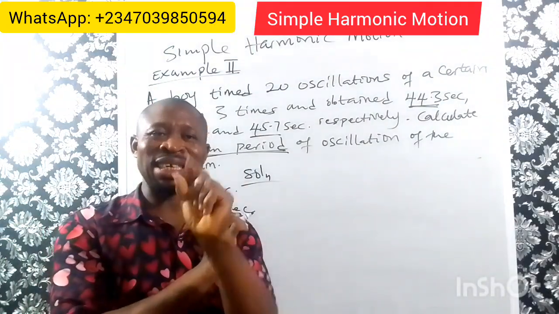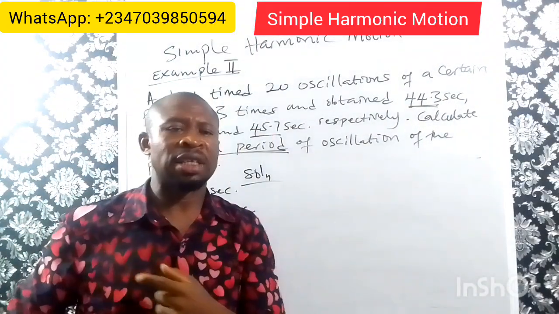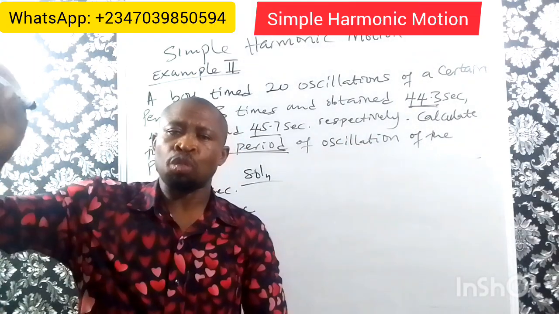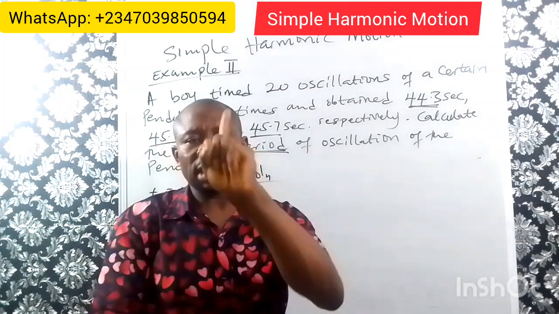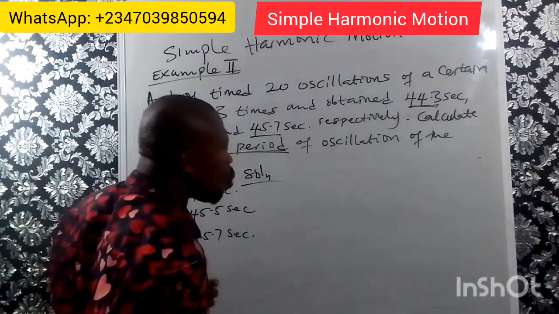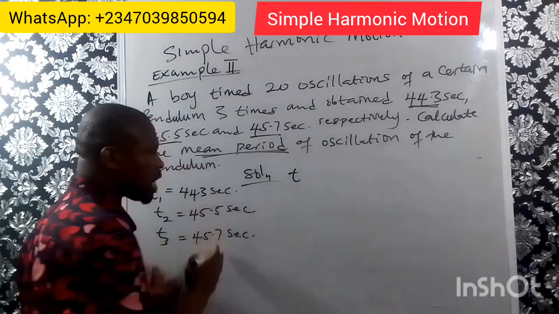The period is the time taken for a body to move from, let's say, point A to point B and then back. That is, the time for one oscillation. That is what you are required to get. So we now get the mean. Take the average of this.